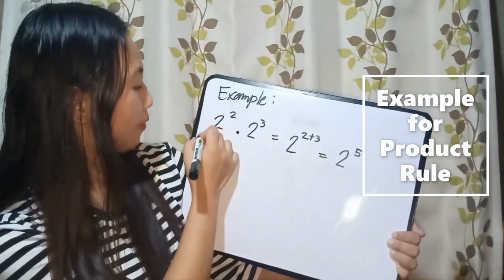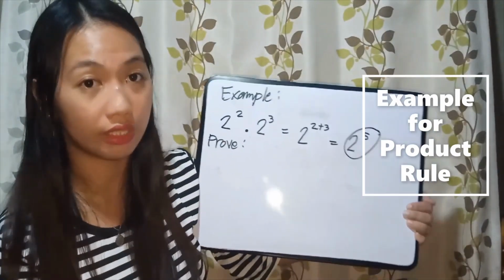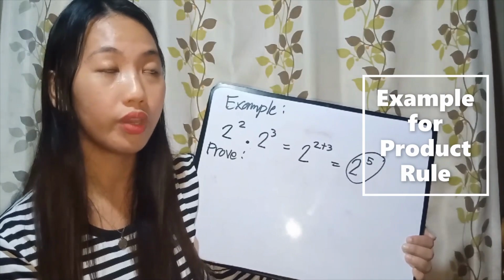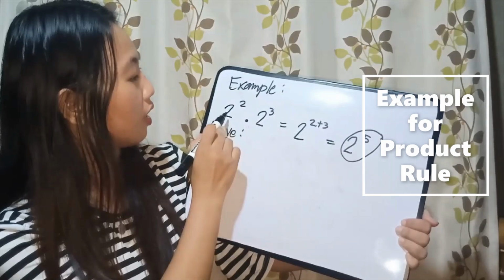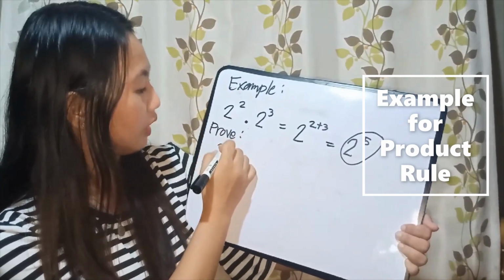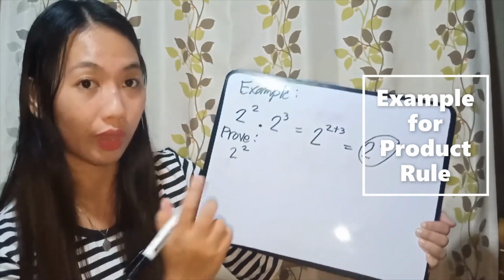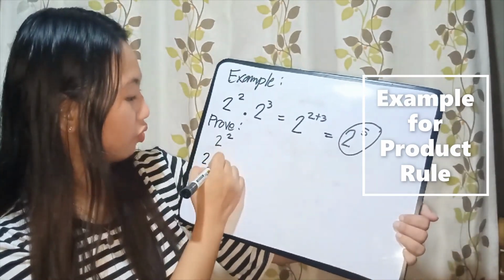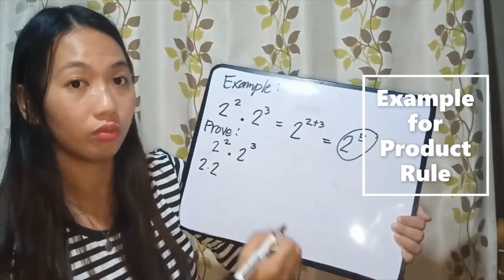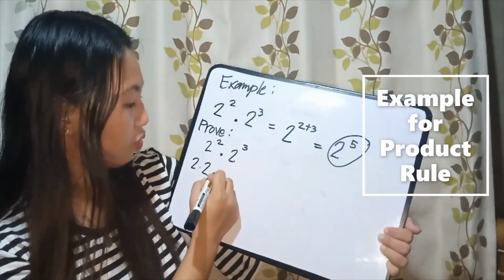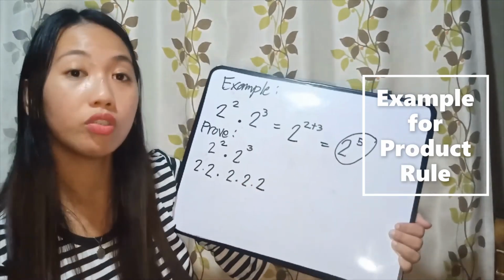Okay, so to prove if 2 raised to 5 is really the answer, we also can use the extraction of expressions. So it says that 2 raised to 2 means we're going to multiply 2 twice. So 2 times 2. And 2 raised to 3, we're going to multiply 2 3 times. So we have 2 times 2 times 2. So how many 2's do we have?